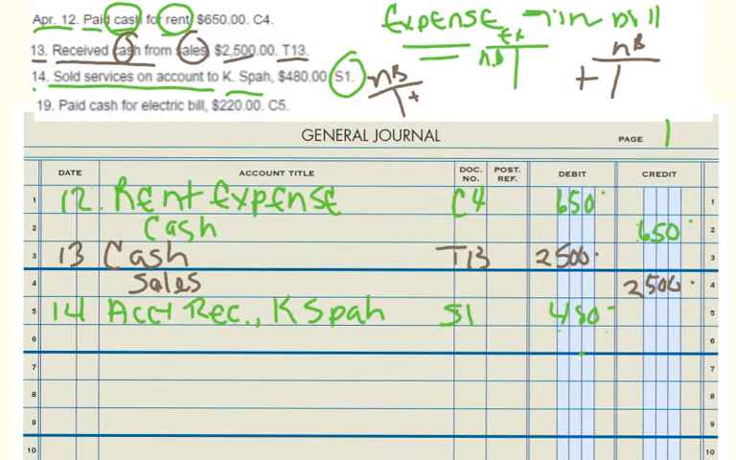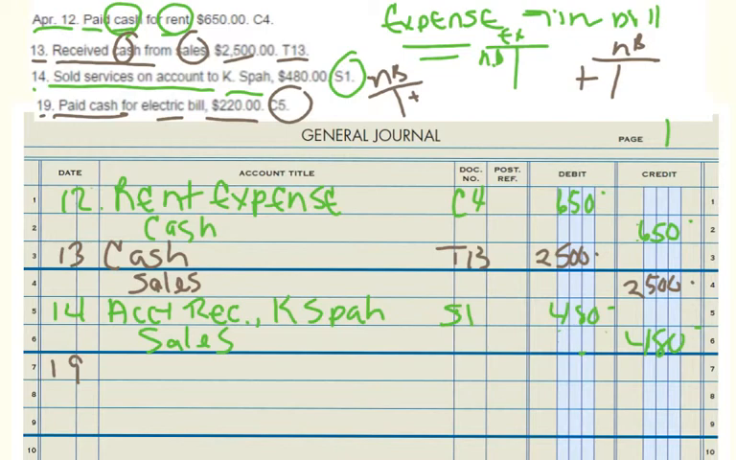Now, what account is credited? Sales. For the $480. See? You guys got this. Alright, let's do one more. The 19th. What happened? We paid cash for the electric bill. Okay? $220. We must have paid a check at C5.